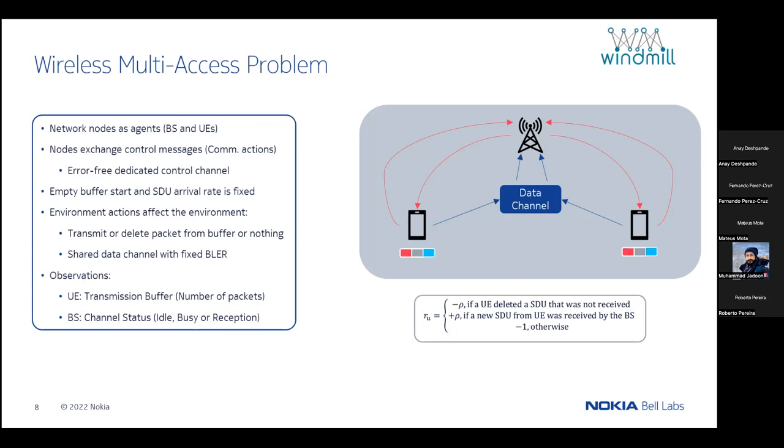And the reward in this case, we have a term for each user. If we delete the packet that was not received by the base station, that's a loss of a packet, so you give a penalization. If the base station received a packet from that user, then you receive a bonus. And it should be zero otherwise. And then we sum those terms, and that's the reward of the system. And it's given to all the agents.